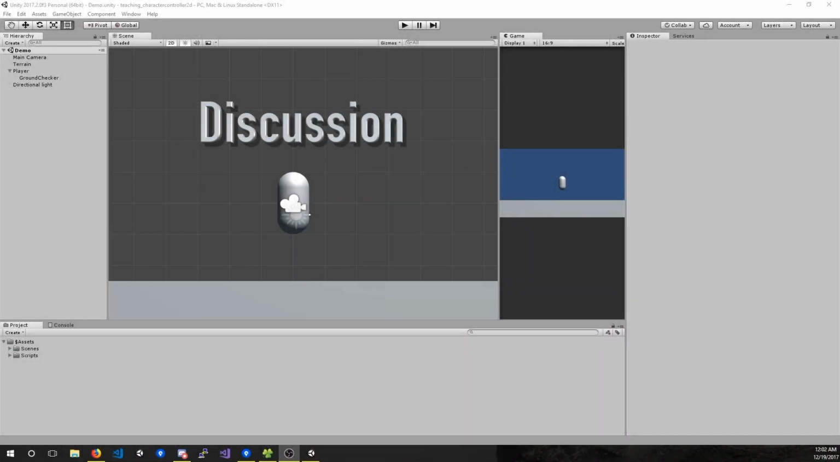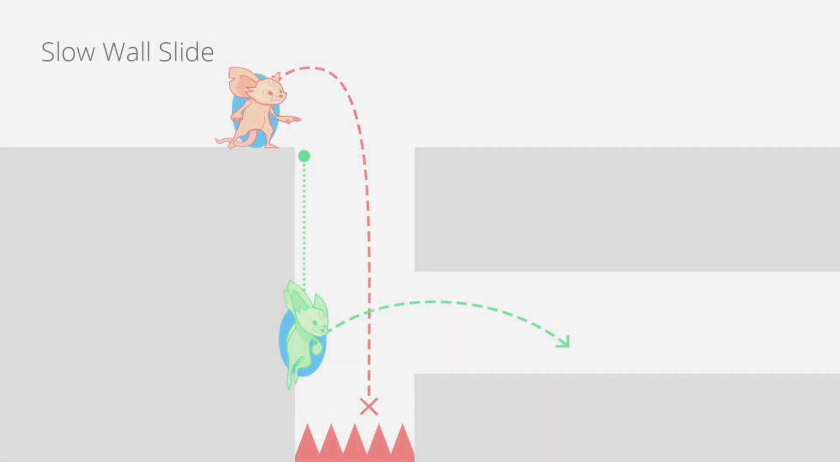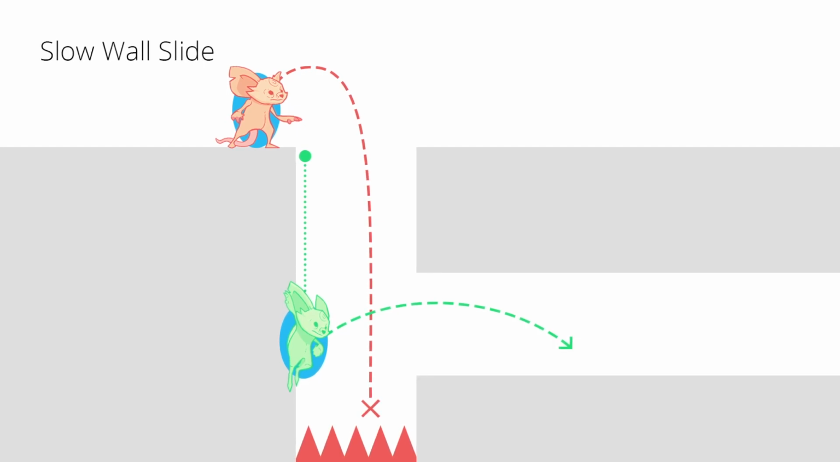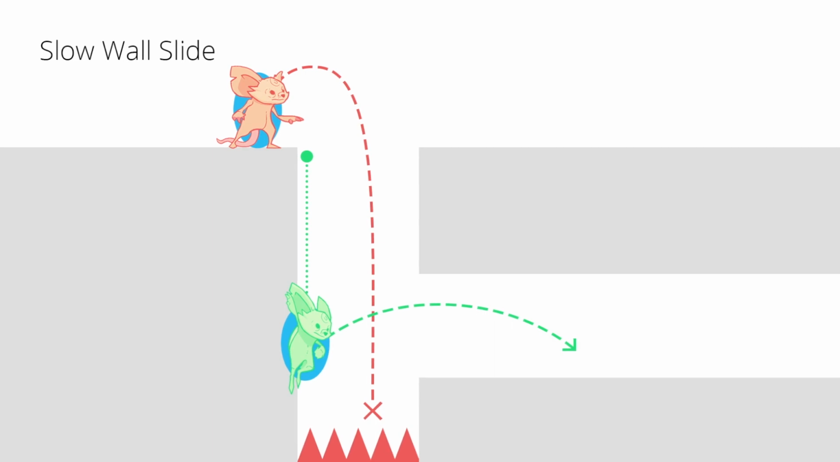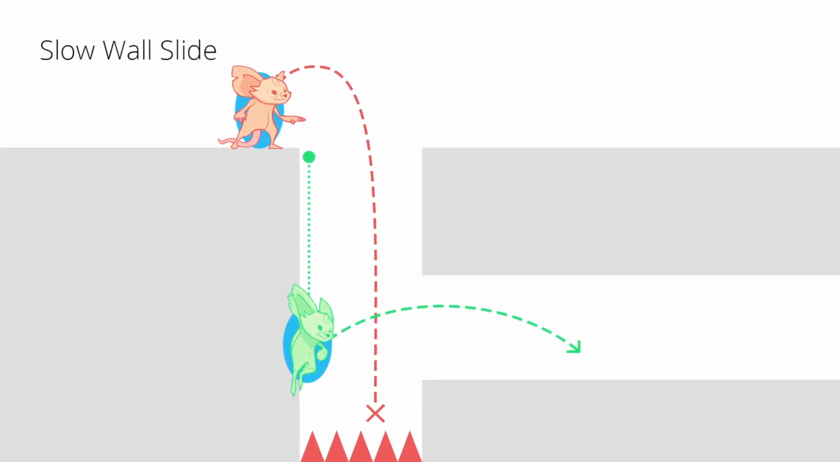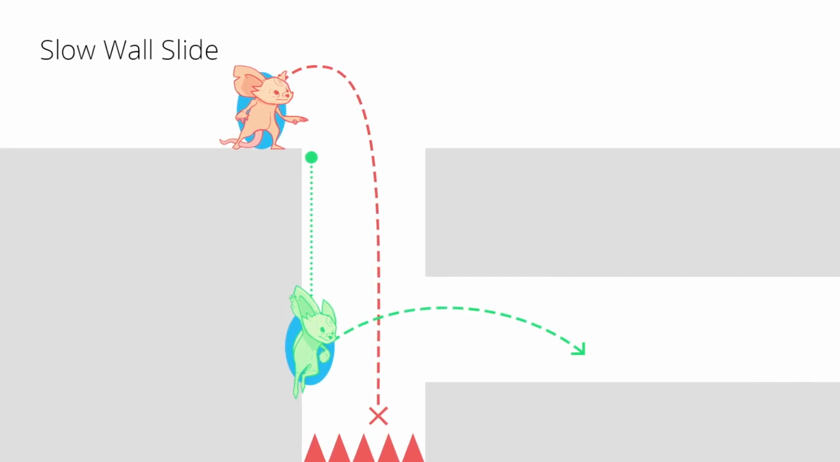In this section, we'll be adding a wall slide mechanic to our character controller. So what exactly is a wall slide? With a wall slide, we can have our character cling to a wall and slide down it. And really, this mechanic makes the player feel more connected to the game world. So rather than a wall just being a boundary that the player can't go past, the player is now able to use it to navigate the game world.